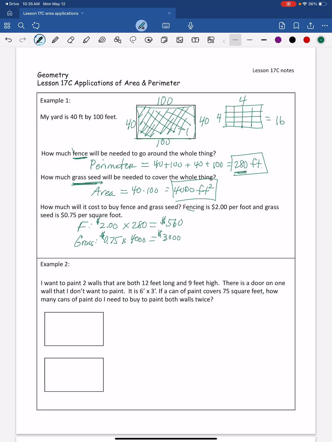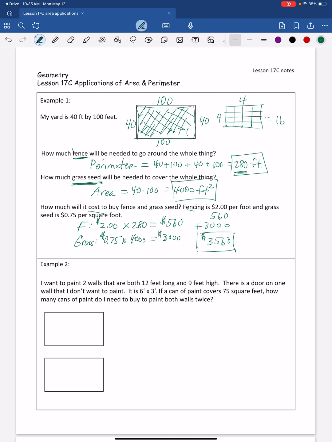So what is the cost? It's going to be $560 plus the $3,000, $3,560. Okay, and that answers the question, what would the cost be?